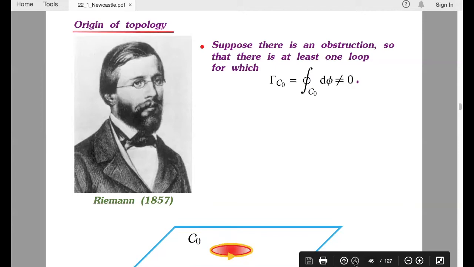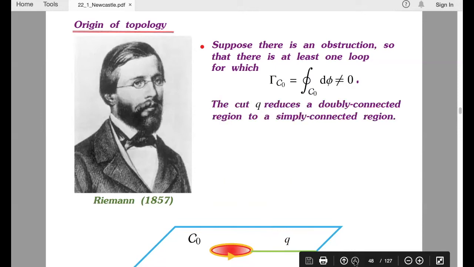Okay, so if there is an obstruction, or if you like, a hole in the region, then we say that the region is doubly connected. All right, so the idea of Riemann's paper 57 is to insert a cut. We'll call it Q, and so we can reduce a doubly connected region to a simply connected region.